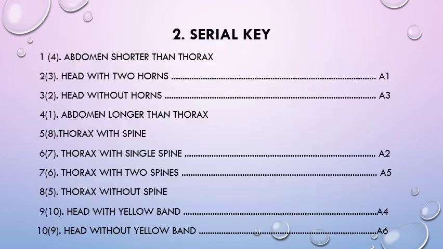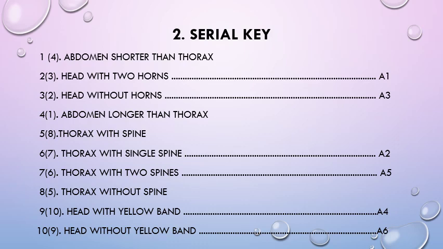Number 2 is the serial key. In the serial key, we will have serial numbers with all the statements of the key. In the previous keys, you have noticed that we just give one number to one couplet, but in this we are giving numbers to each and every statement.